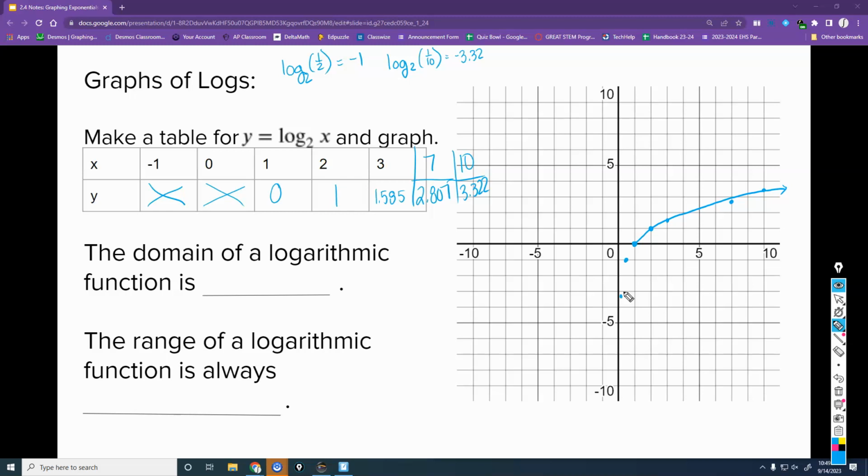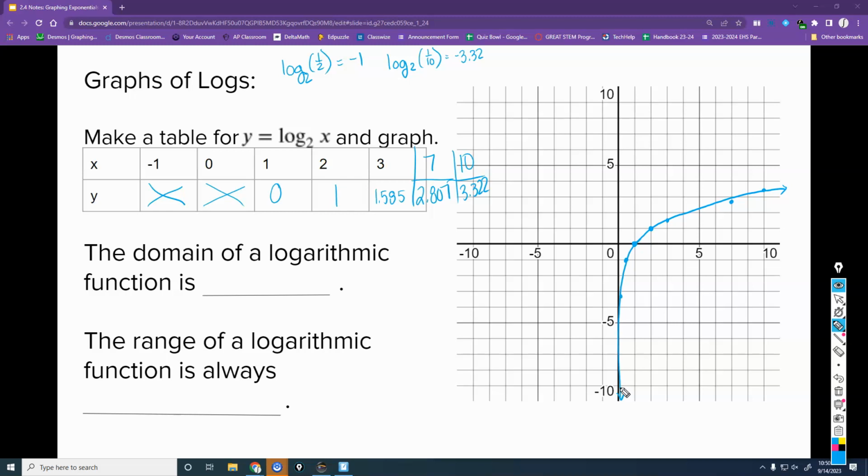Okay. When we put in 0 though, we got undefined, right? And -1 we got undefined. Okay. So what happens for logs is you have a vertical asymptote right there. It's going to look like it actually touches that vertical line, but it doesn't actually go there.